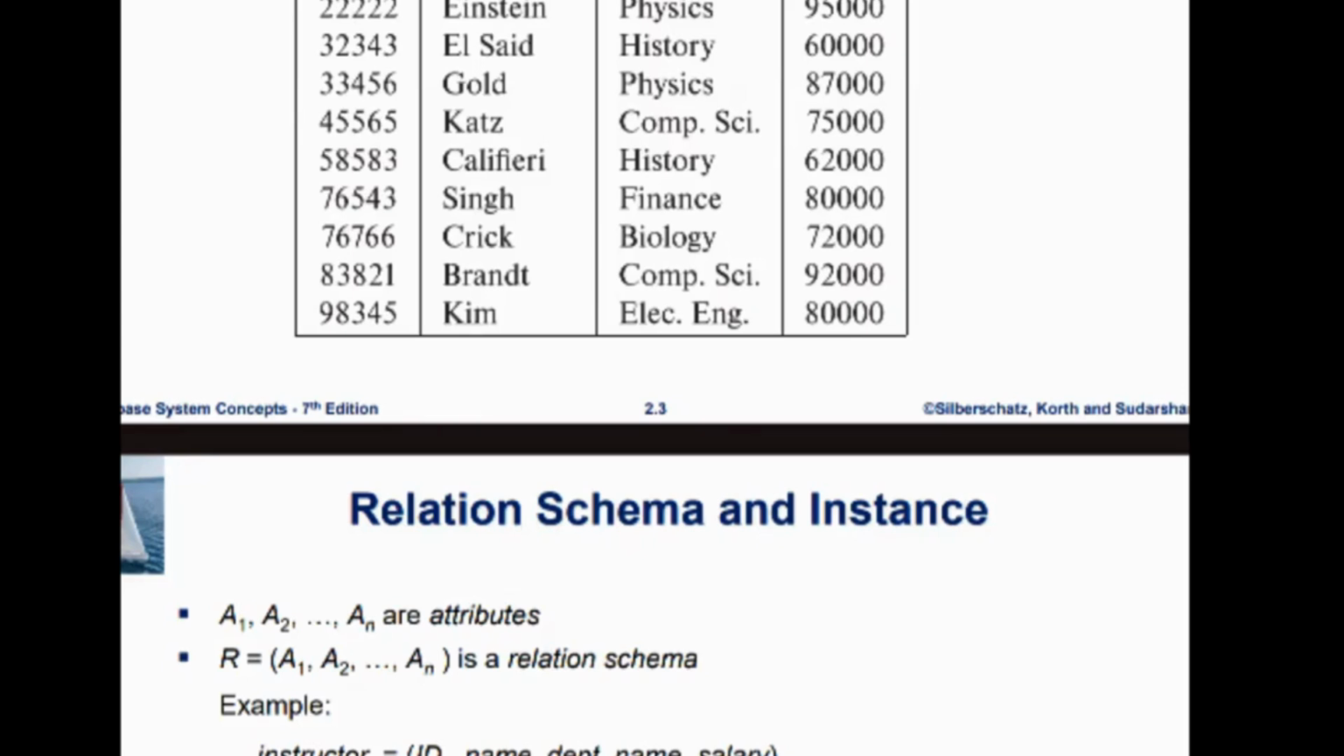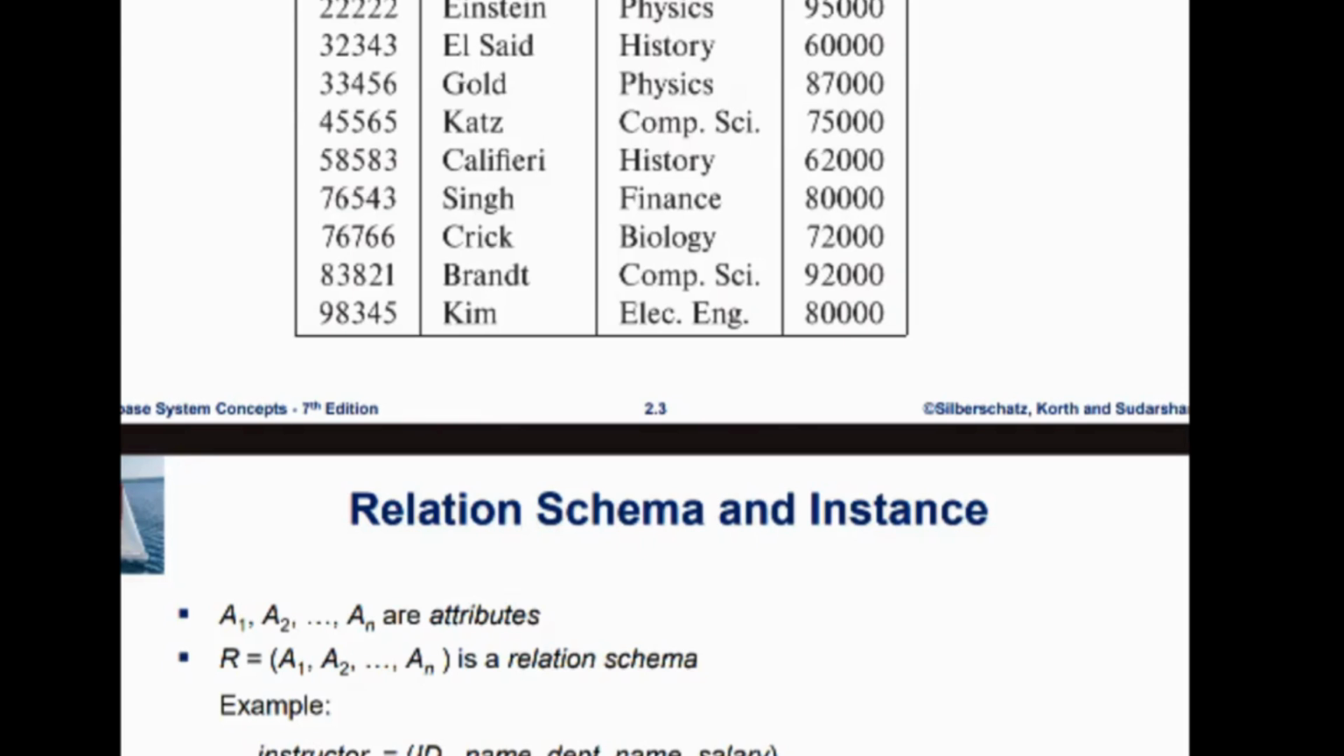A relation r defined over schema R is denoted by r(R). Please try to understand here: r is a relation, capital R is a schema. The schema is part of a relation. The current values of a relation are specified by a table. So the various columns and values, values meaning rows, are all represented in the relation.